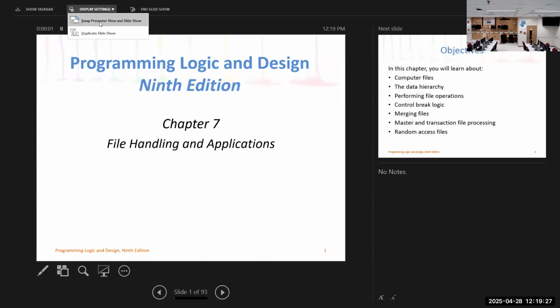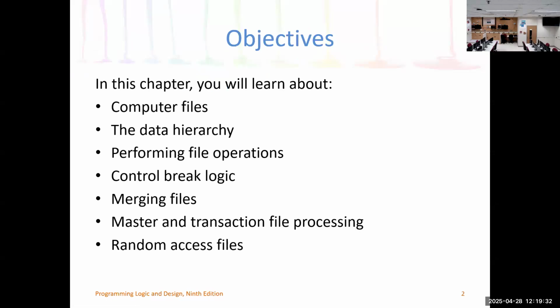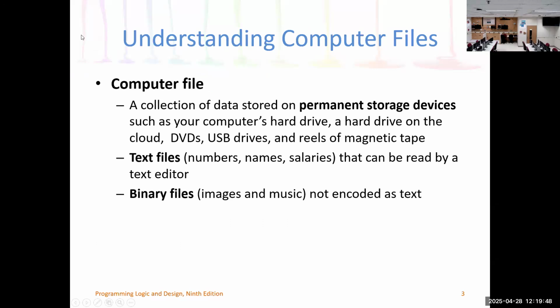Okay, so now we move to chapter number 7 about file handling. We learn about the computer file, hierarchy, performing the file operation, control break logic, merge file, master, transaction, file processing, and random access file. Okay, now the first is understanding the computer file.